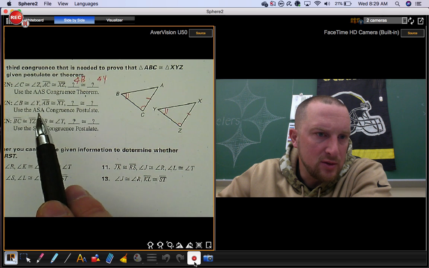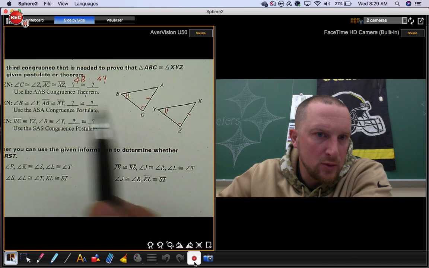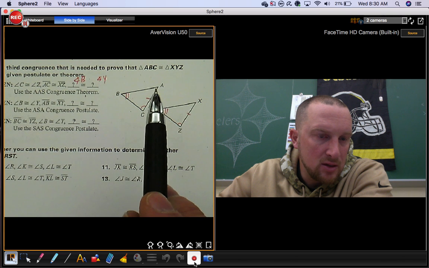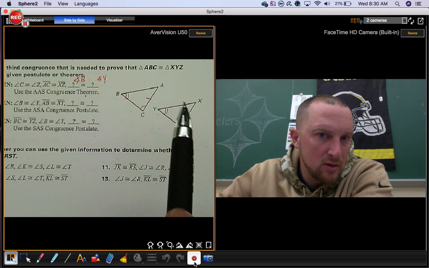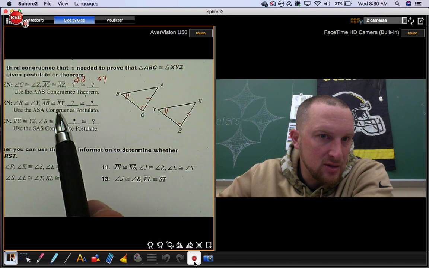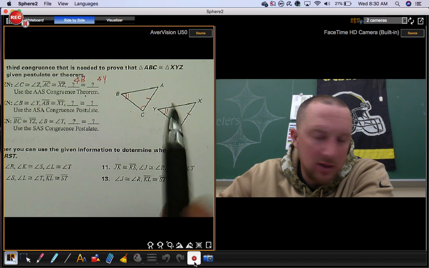Next one, we want to use angle, side, angle. So we got angle B congruent to angle Y. We got segment AB congruent to segment XY. We need congruent angles that make these sides included. So we would need angle A to be congruent to angle X.